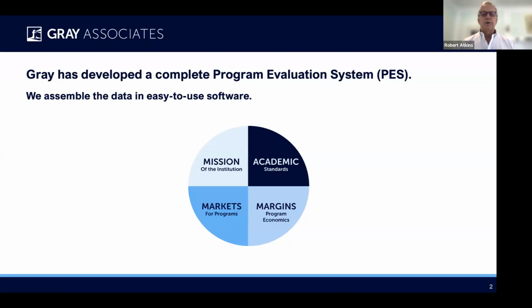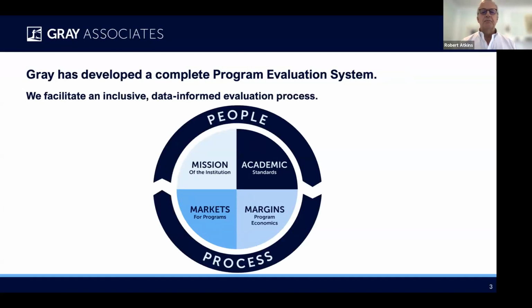But the data and software are not enough to make the full system. The system includes the processes that are required and the people who have to participate in those so that you have the right amount, the right judgment to apply to the data that's in front of you.